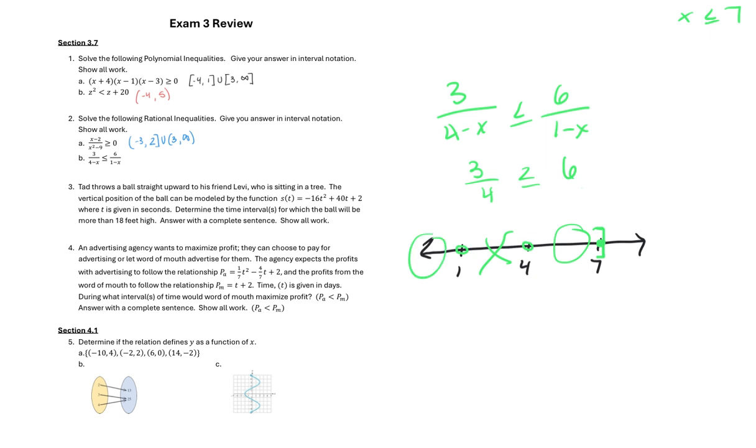So then we can write our inequality from this, and we can say negative infinity union 1, close parentheses, union, or open parentheses, 4, 7. So we know that that 1 and those 4 are not included, but those sections next to them are.